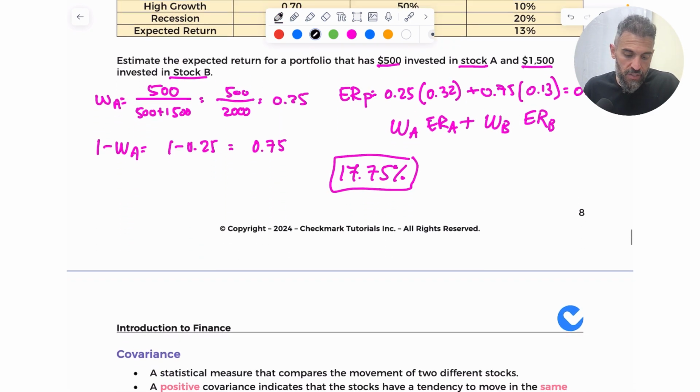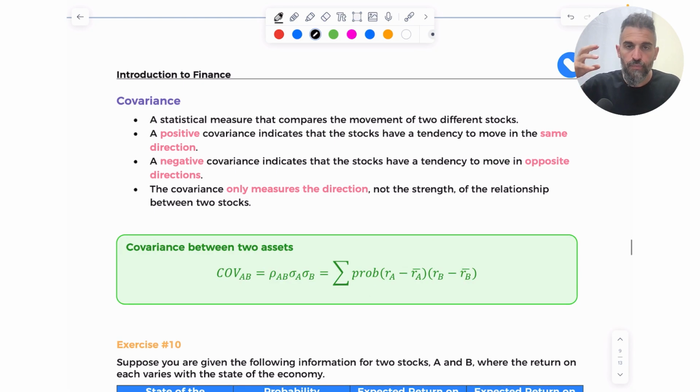Now let's get into risk. Now, risk, when you start to combine assets, is a little bit more complicated. There's some more stats things you need to know. So let's start with covariance. You have two things here. You have the covariance and you have the correlation. You probably learned these in your stats class. We cover this in almost any stats class.